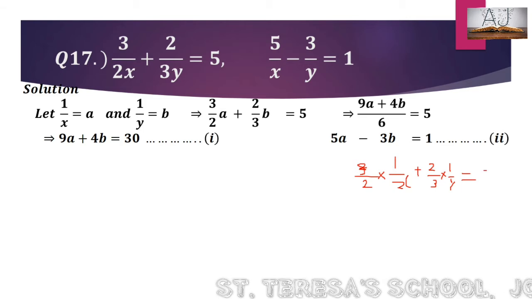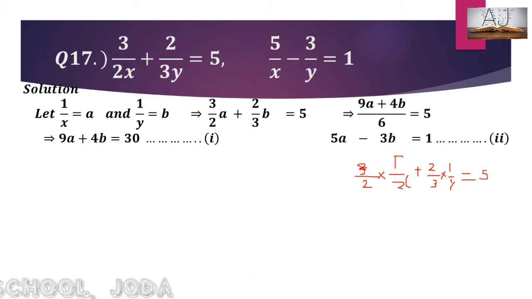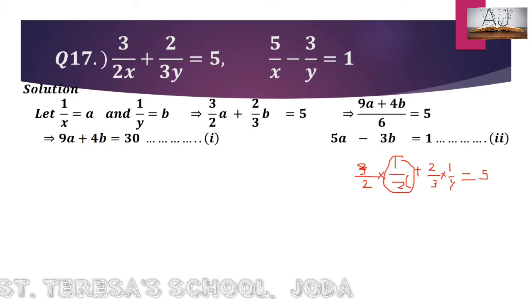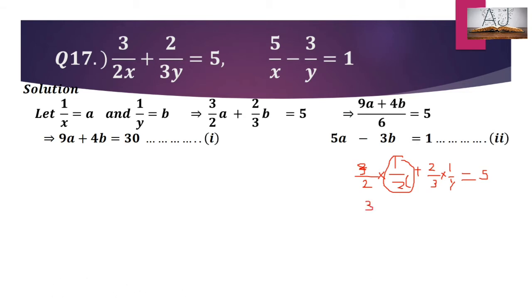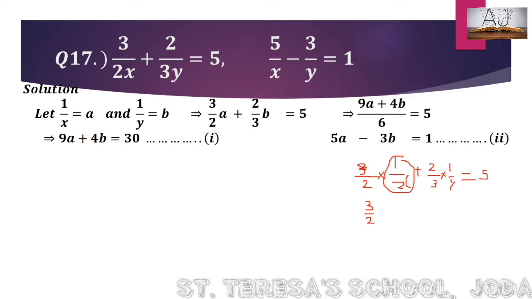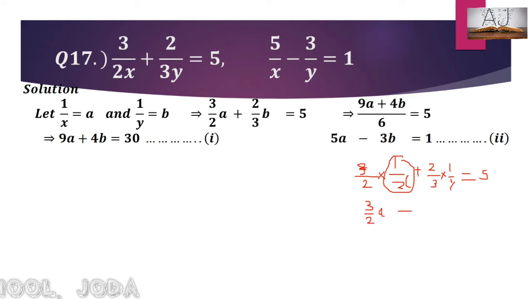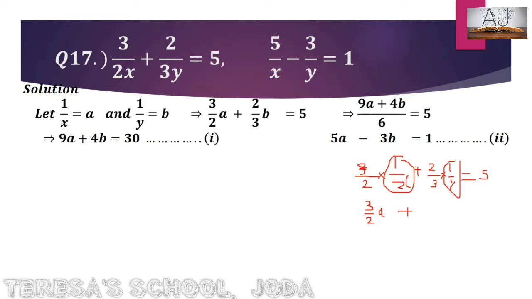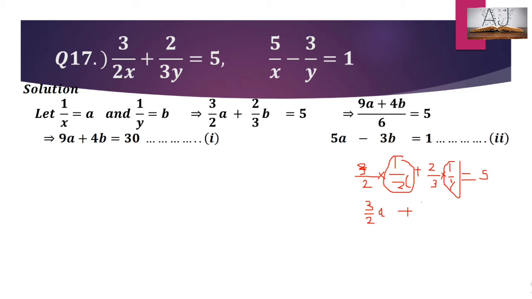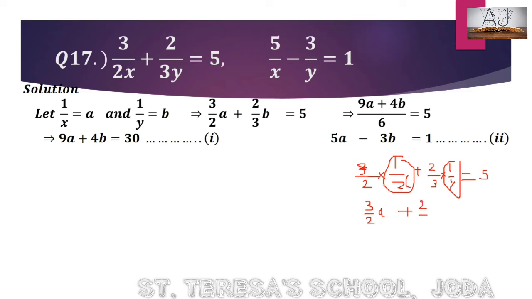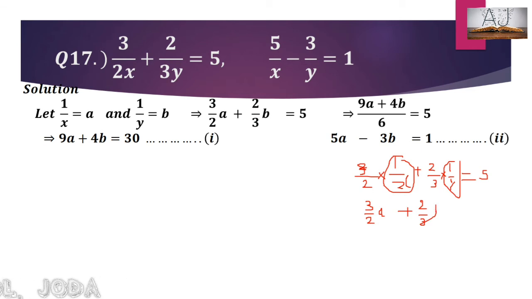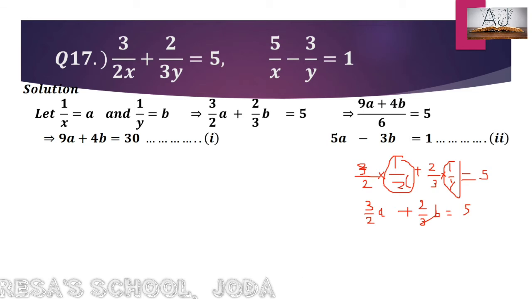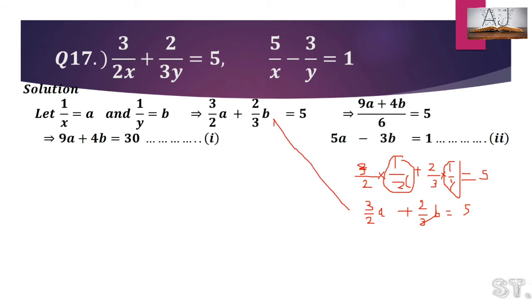Now, in place of the required substitution which we have done, in place of 1 by x, we will put, yes, what we have assumed, 1 by x as a. So in place of 1 by x, we'll put a. So it's 3 by 2 a plus 2 by 3 into 1 by y. In place of 1 by y, what shall we put? Yes, we have assumed 1 by y as b. So in place of 1 by y, we can put b. So 2 by 3 b is equal to 5. So this is what was written there after substitution.